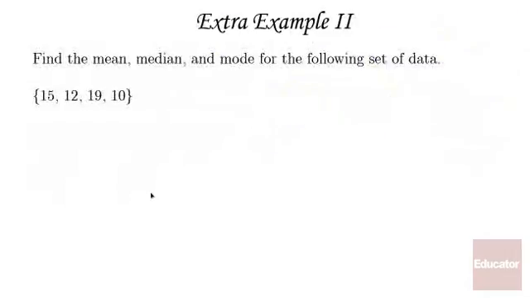Okay, and then the next example. Same thing, find the mean, median, and mode for the following set of data. So we have 4 numbers here. The mean, okay, this is the average. We're going to add up all the numbers divided by however many numbers we have. So it's 15 plus 12 plus 19 plus 10. Divide that by 4, since I have 4 numbers.